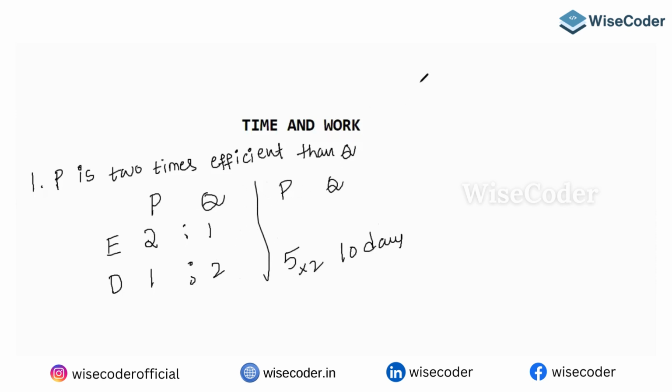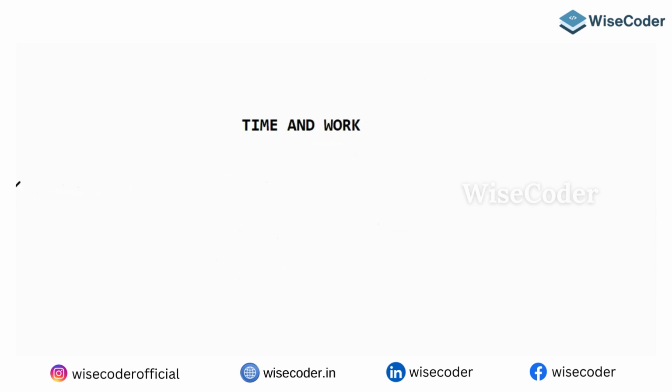If I tell you the statement is like this, if the second statement, P is thrice as efficient as Q, which means what? P and Q.